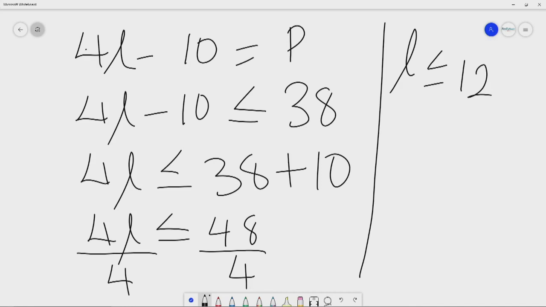Please remember to write your statement. Hence, solution set equal to L such that L is less than or equal to 12. And you do that for all inequality problems. So you just do not write your answer or leave it the way it is. You must write your statement.